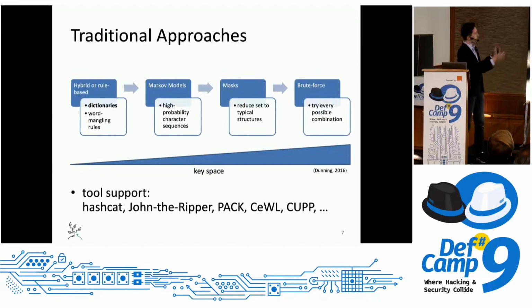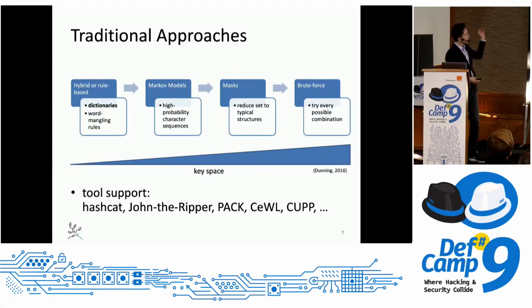So usually when you attack passwords, there are 4 ways to do so. Many times they get combined. The basic approach is a hybrid or rule-based approach. So it's basically using a dictionary and using word mangling rules by some tool. You could also use Markov models or any statistical methodology to use high probability character sequences. Or you could use masks, which reduces those passwords to common structures. And then, of course, there's brute forcing, where I basically try out every combination.